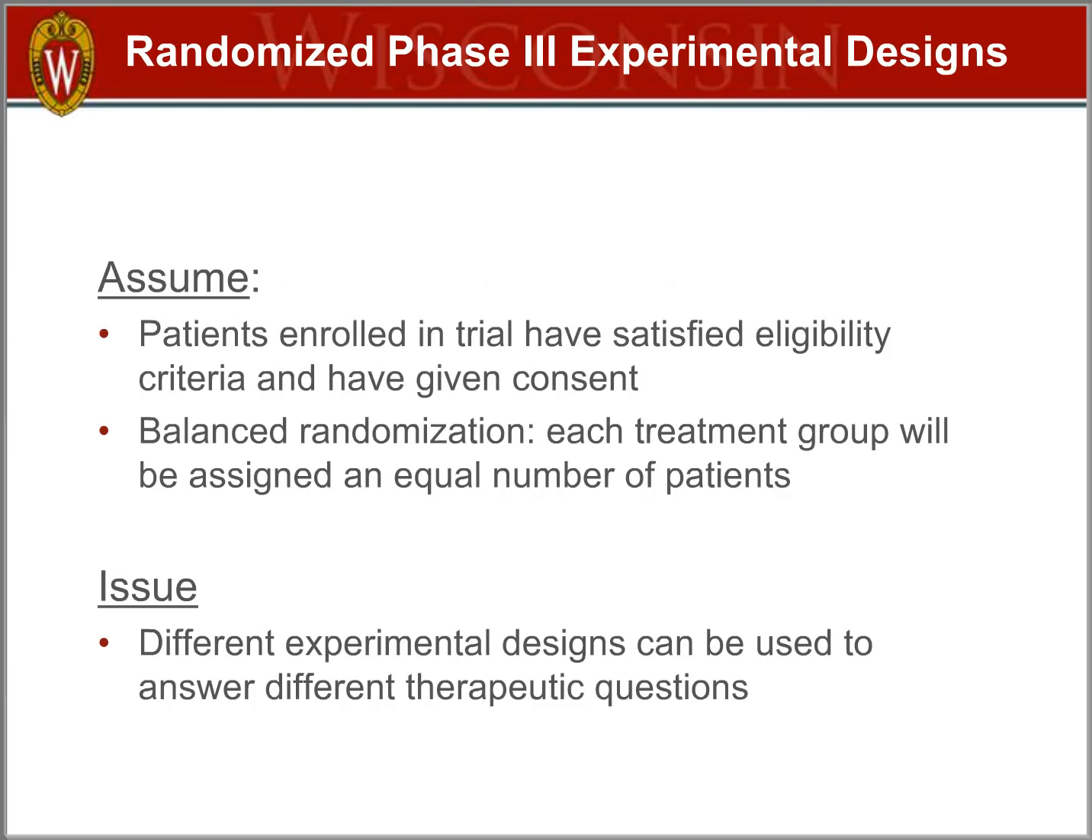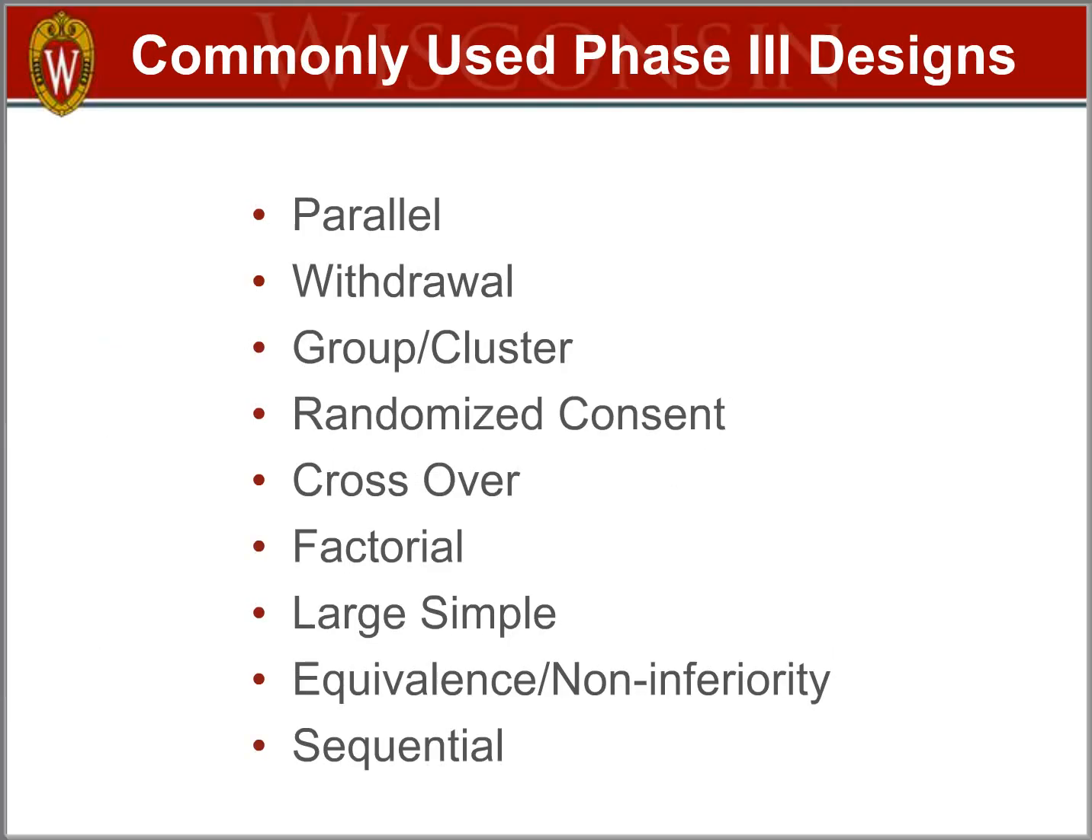In the randomized phase 3 trial, we assume that patients are enrolled, have satisfied the eligibility criteria, and given consent, and then we're going to use a balanced randomization so that each treatment will get the same number of patients. That's not necessary, but for our purposes, we'll assume we put the same number of patients in each of the treatment group and the control group. There are different experimental designs we can use to answer these questions, however. Again, choices to be made. There are several commonly used designs we can use to answer the phase 3 question.